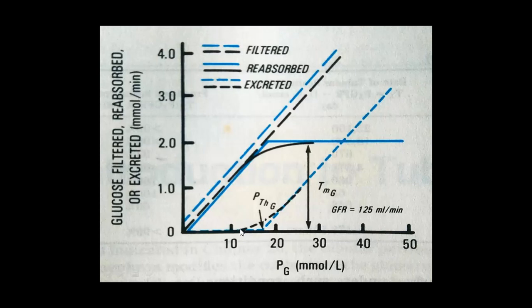So these blue curves are theoretically predicted curves, and black curves are the actual curves obtained in real life, in a real experimental situation. So there is a difference between theoretically predicted values and practical, real values. Why it is so, we shall discuss.